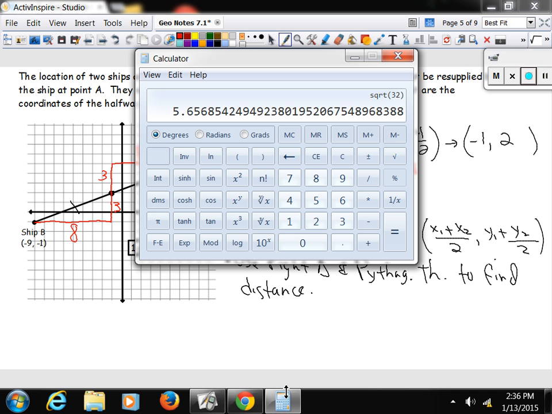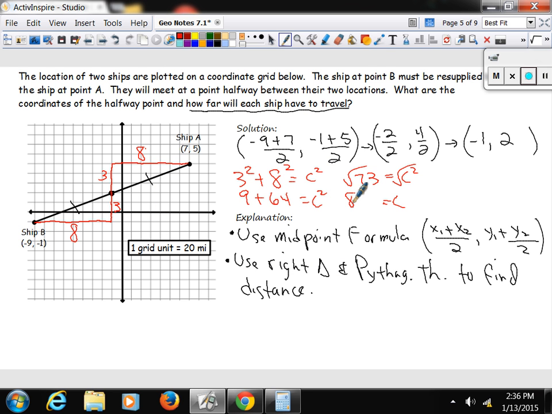And let's see what square root of 73 is. 73 square root, 8.54. So you were close. 8.5 is closer. So we're going to say 8.5 is the distance they would have to travel, 8.5 units. But what does this one grid unit say? Yeah, one grid is 20 miles.